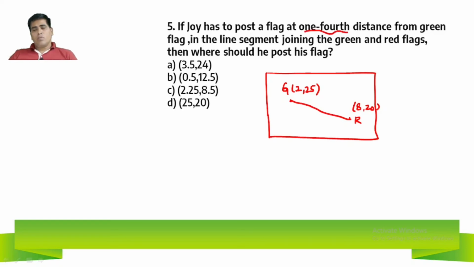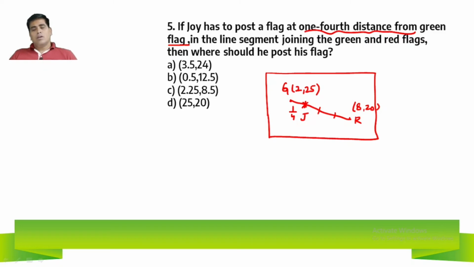So look here. What is 1/4 the distance from the green flag? What do you mean by this 1/4 of distance? This total distance I am dividing into 4 equal parts. So 1/4 of the total distance from the green flag. This is 1/4, here Joy is placing the flag. So Joy is placing the flag at that position.